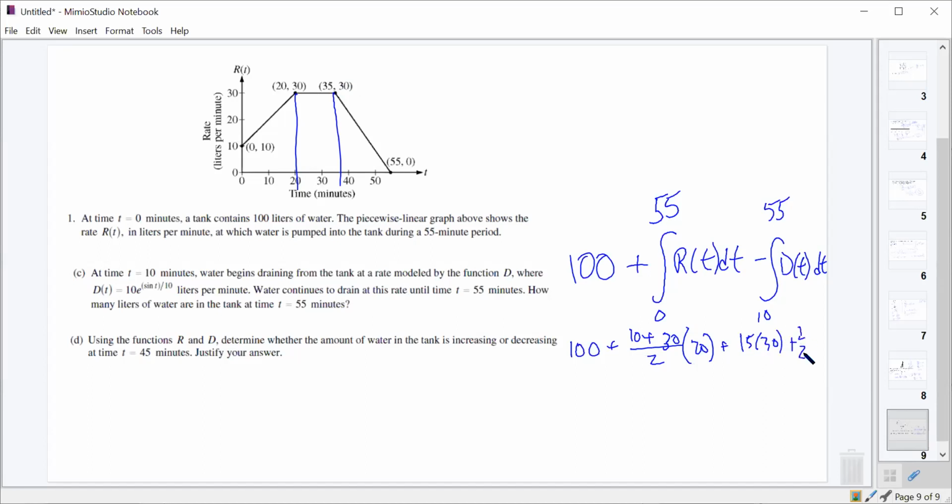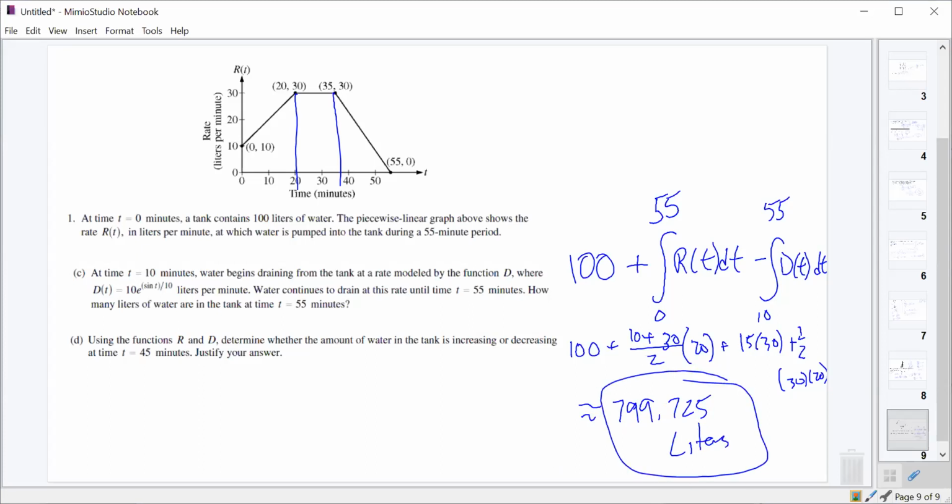And the triangle there is 1/2 times 30 and 20. And then we'll subtract this value that we'll get from our calculator. I don't know offhand what that is. I can just pull up the scoring guideline on it. Give me 1 second here, and I will tell you what that value is. Looks like that value was 79.725. And it is liters.